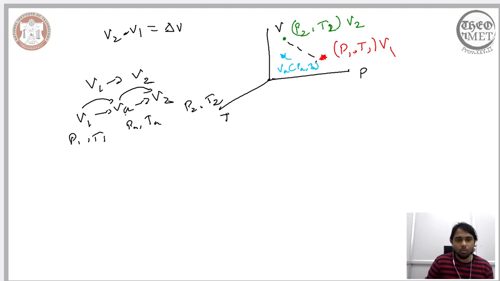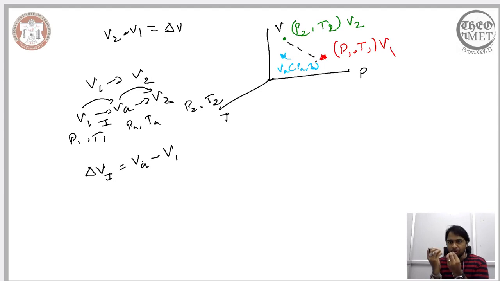Now let us see what is the volume change that is associated with the first change. So let us assume this is the first change. So delta V of the first change is nothing but VA minus V1. Because the volume is a state variable, the change in the state is nothing but the difference. So we have an initial change in the state, that is from V1 to VA.